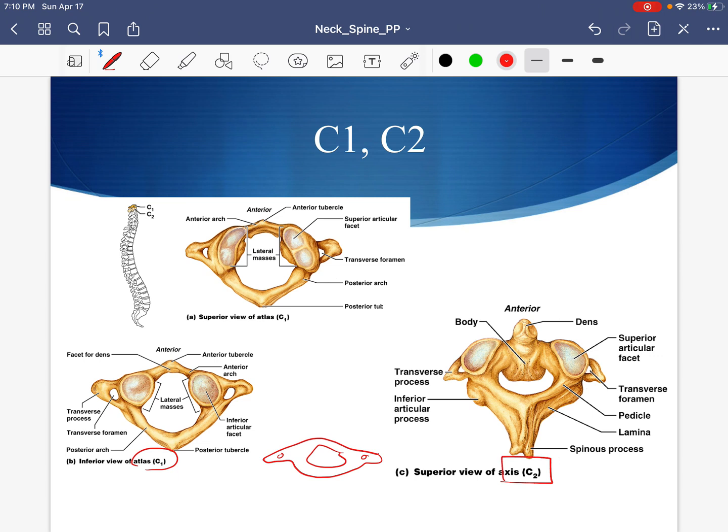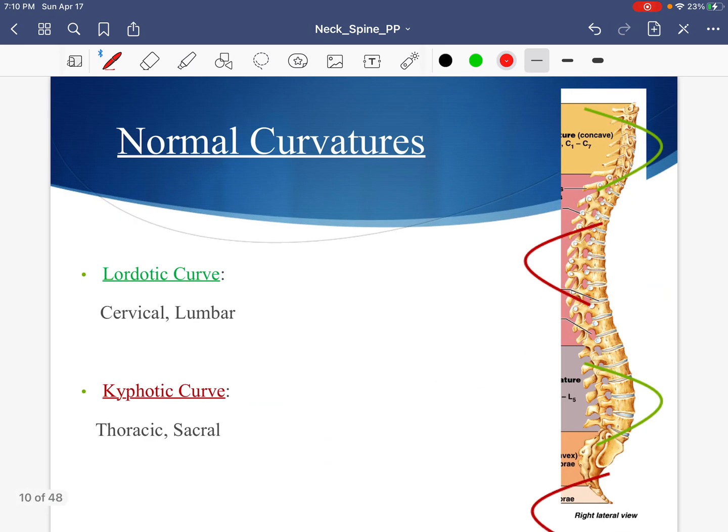And what makes the C2 unique is that it has the vertical projection. When I teach A&P, I'm not trying to be grotesque or anything, but I call it the mini penis because it makes people remember it. So the axis has the dens, or that vertical projection. And of course, the dens is going to fit up into the atlas, and that's what allows us to have a lot of motion between C1 and C2.